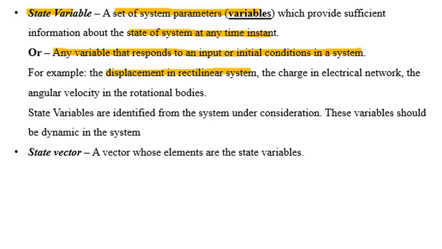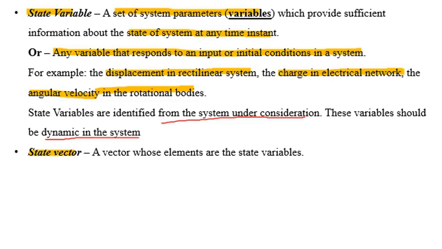For example, consider we have a translational mechanical system. In this, displacement of a body is a state variable. In an electrical network, charge flowing through the components is a state variable, and the angular velocity in a rotational body is a state variable. These variables provide information about the system at any instant of time. State variables are identified from the system under consideration, and these variables should be dynamic in the system.